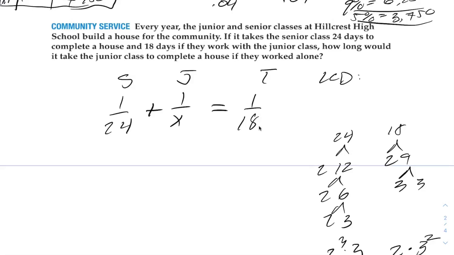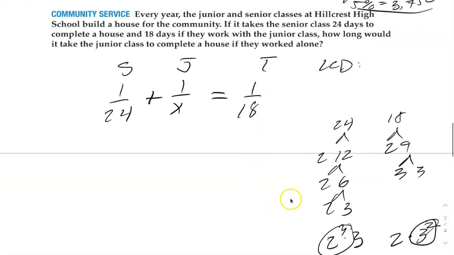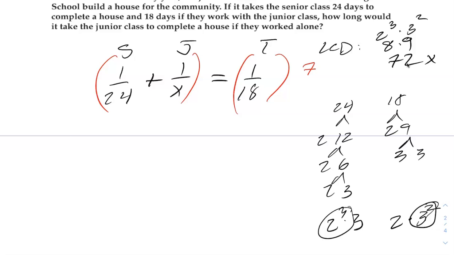Right, if I want to find the LCD, it's just take one of each, and if they're both the same, take the bigger one. So I have 2s. Take the bigger one. I have 3s. Take the bigger one. So it's 2 cubed times 3 squared, also known as 8 times 9, which is 72. That's my LCD. Oh, and then don't forget the x. So the thing that 24 and 18 both go into is 72x. So let's do the shortcut. Let's multiply everything by 72x.